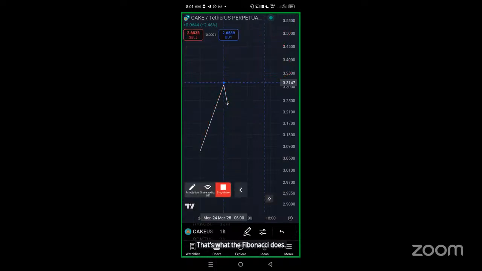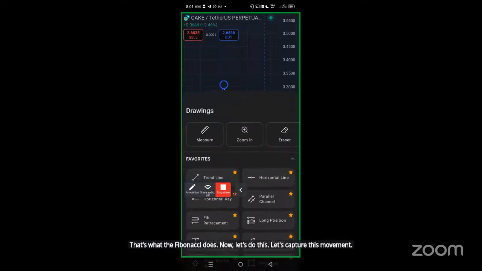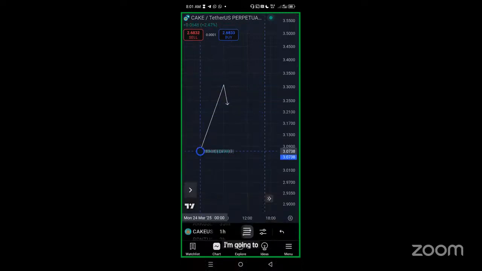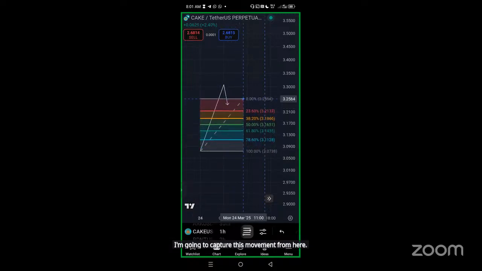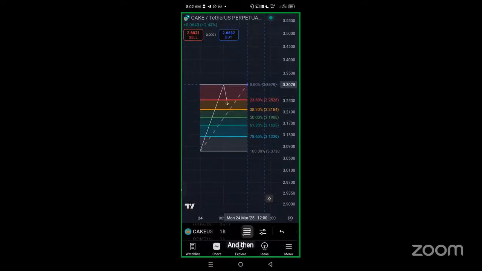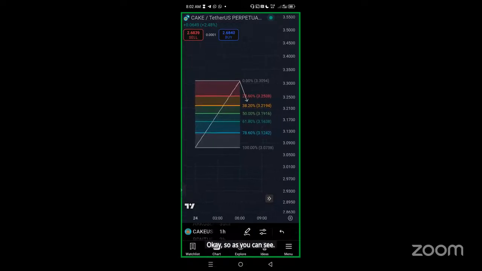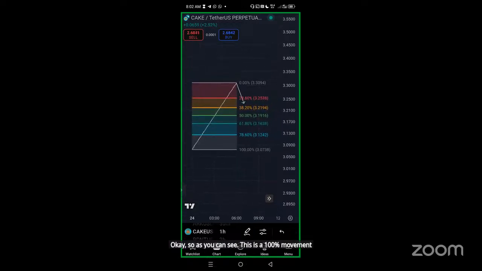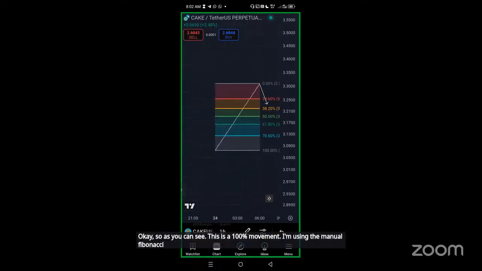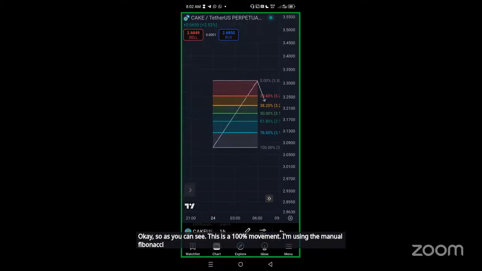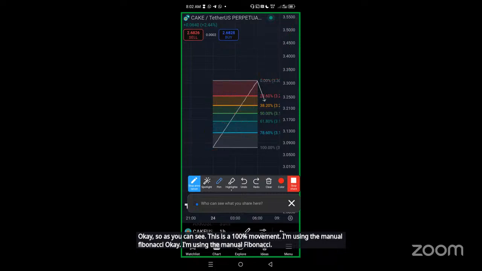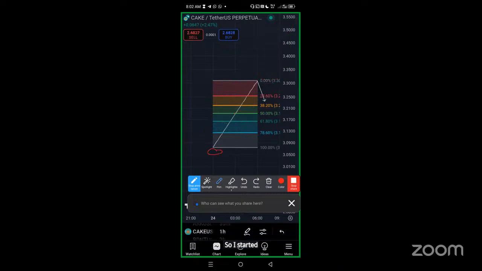Now, let's do this. Let's capture this movement. We're going to capture this movement from here. We're going to drag it upwards, and then we connect it there, to this point. So as you can see, this is a 100% movement. I'm using the manual Fibonacci. So I started the movement from here to there. See that? So that means that is a 100% movement.